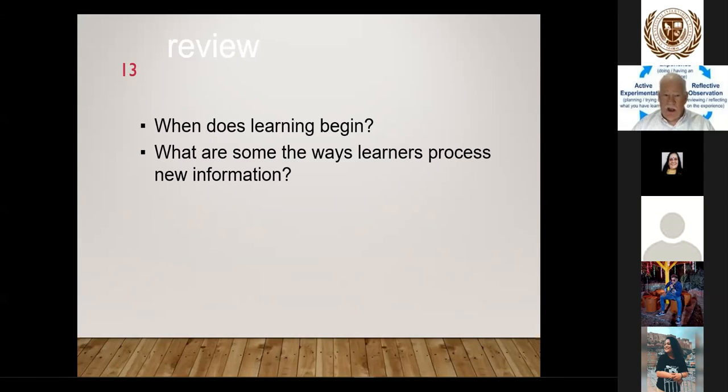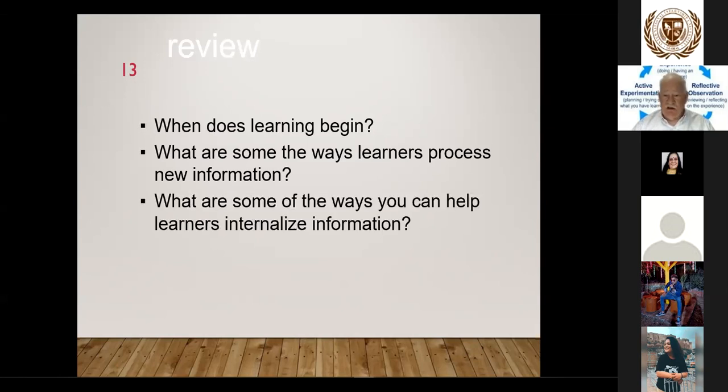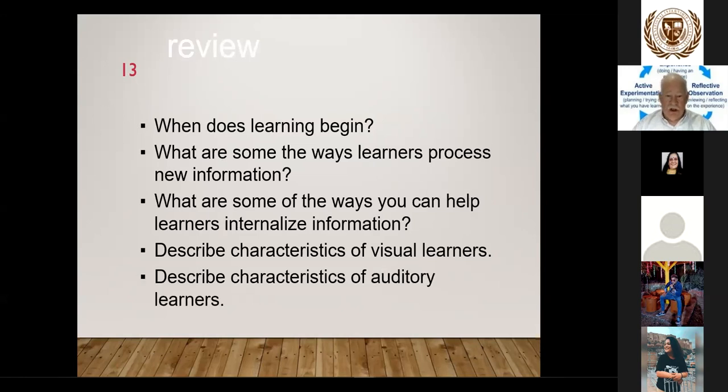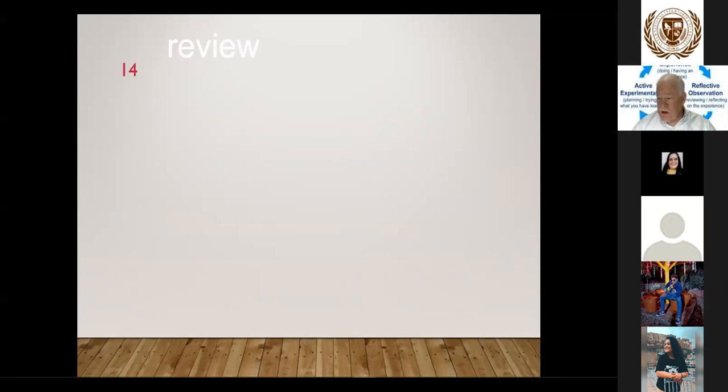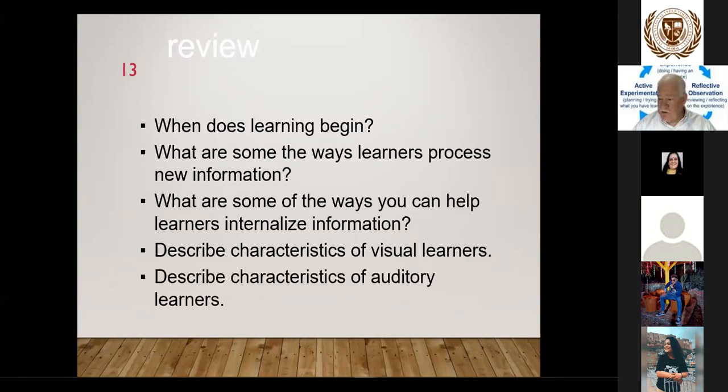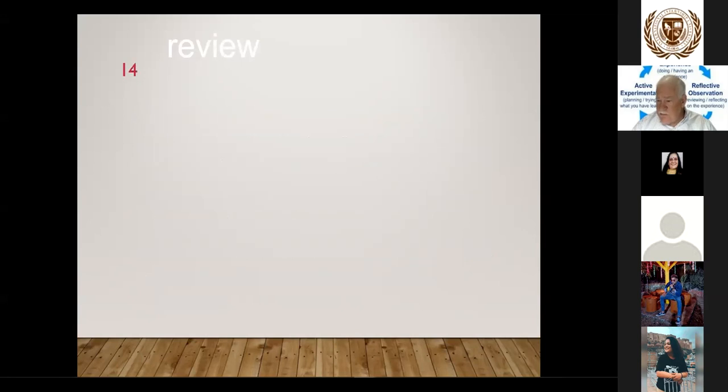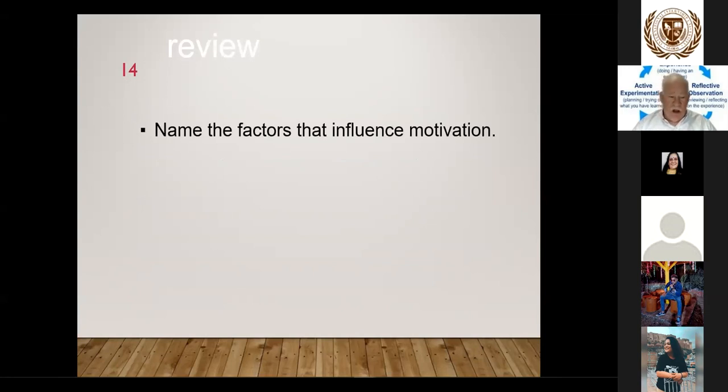Some of the ways that we talked about the learners processing new information: similarity versus differences, and breaking it down into manageable parts. Then we ask them to identify the qualities or characteristics of a visual learner and an auditory learner. And then name the factors that influence motivation. How can you use these factors? Economic need, social need, perceived needs, and so on.